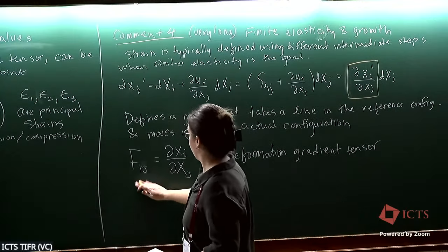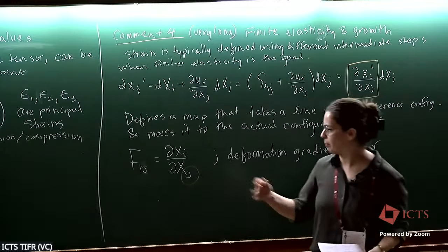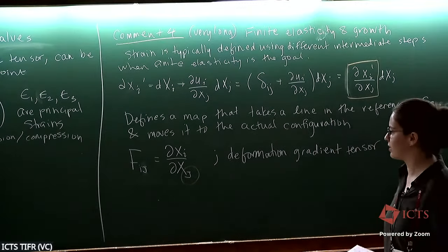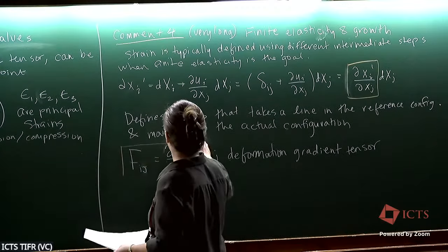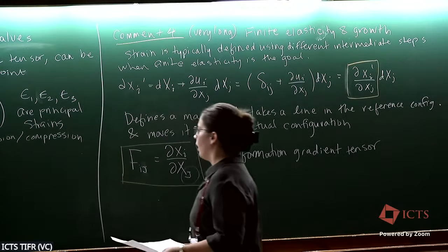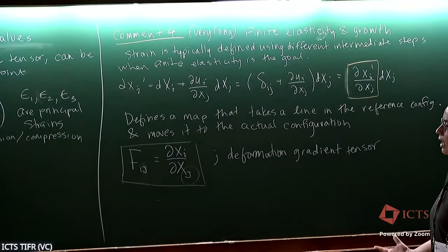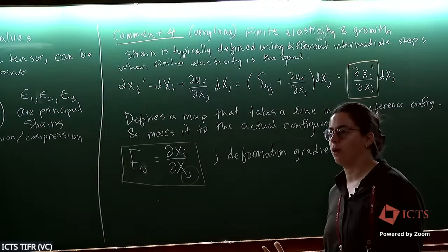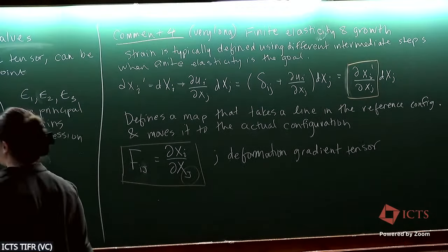And now, since I'm not having the primes, it's more common to keep the indices capital or lowercase in order to emphasize that we're in the reference or the actual configuration. So this is a really interesting quantity. The deformation gradient tensor is a very general object. It's in fact more general than what we need for what I'm trying to show you today.